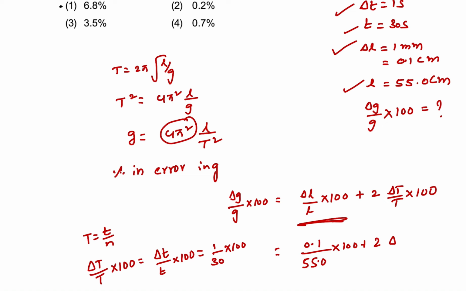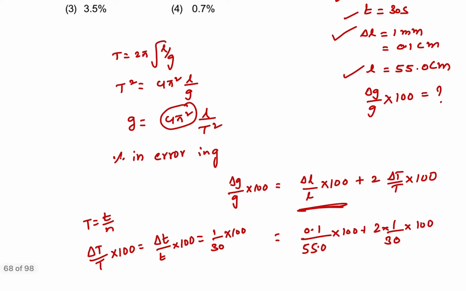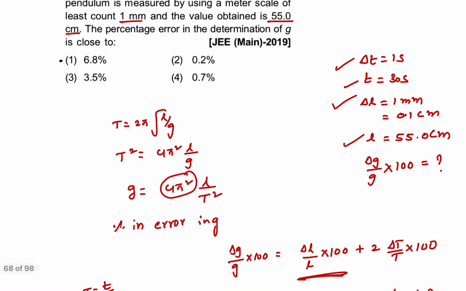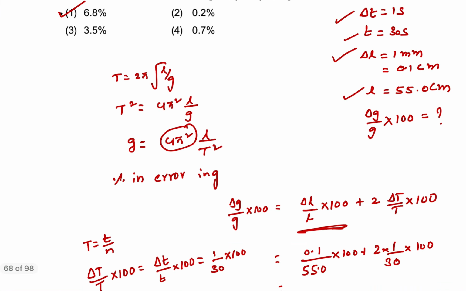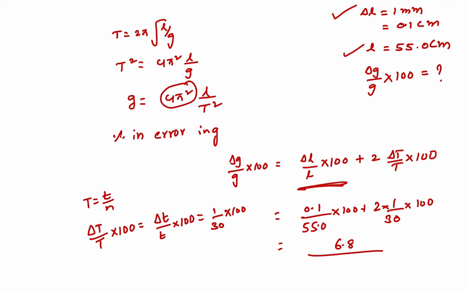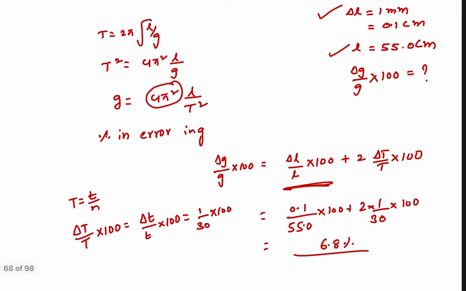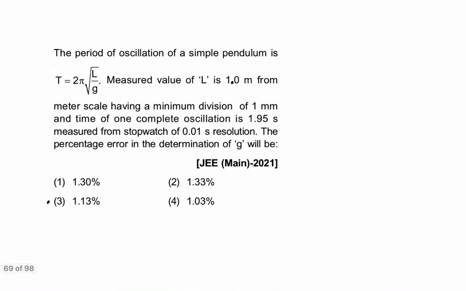You can write the value as 1 divided by 30 into 100. You can say delta T is 1 second into 100. I can write 1 divided by 30 into 100. You do the calculation, you will get the value 6.8 percentage. This value is 6.8 percentage. That is how to bring G to the left side and do the calculation.